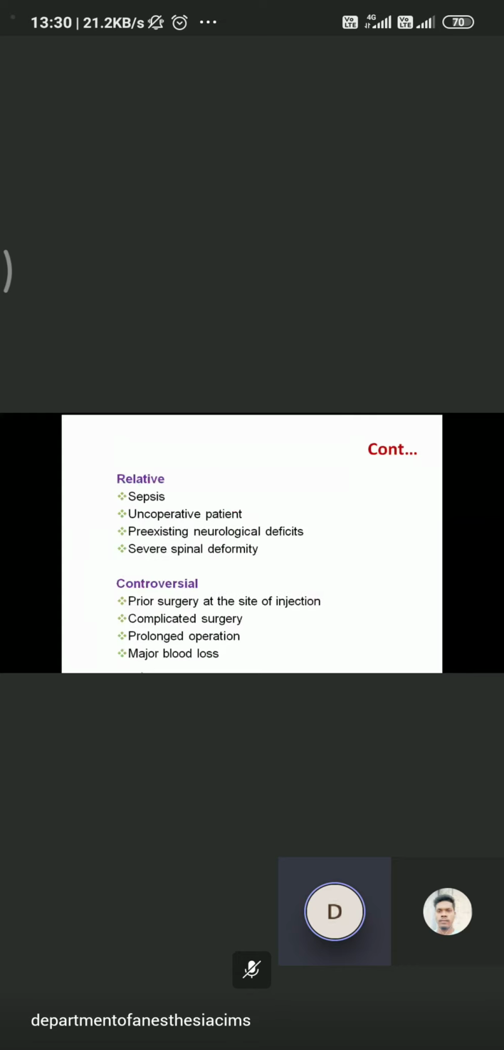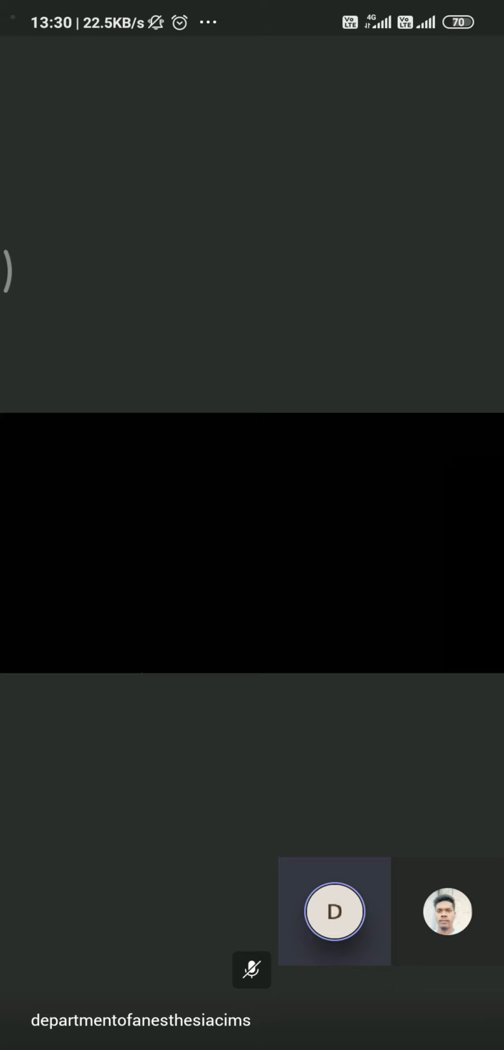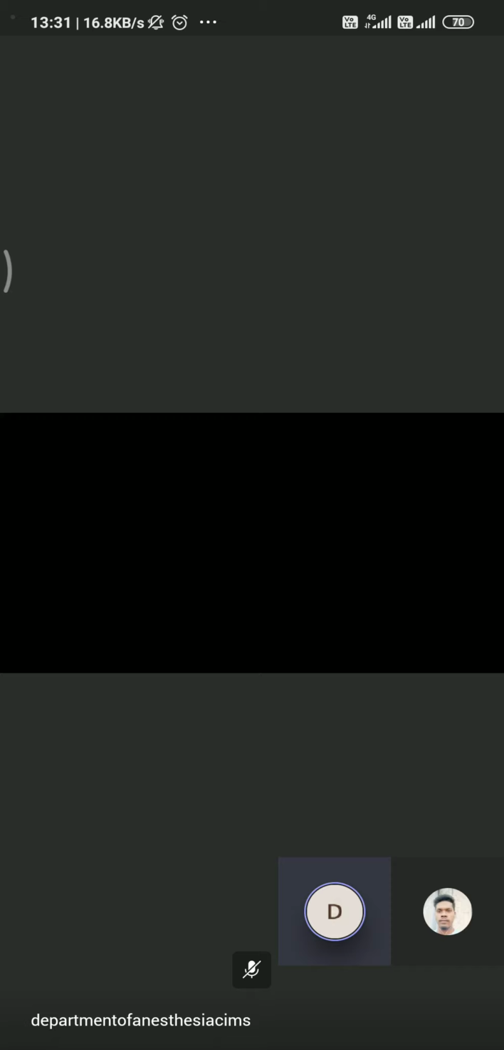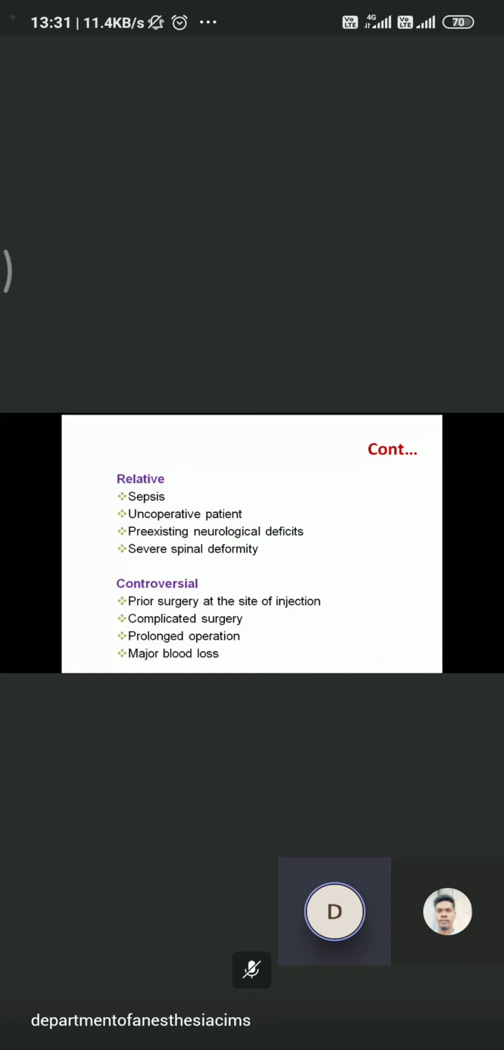So the relative contraindications of spinal anesthesia are sepsis, uncooperative patients, pre-existing neurological deficit, and severe spinal deformity. And the controversial ones are prior surgery at the site of injection, like in the spine. Sometimes the patient has had spine surgeries, complicated surgery which is going to last for 5 to 6 hours, prolonged operations, and operations with an anticipated major blood loss. In them, spinal anesthesia is better avoided.